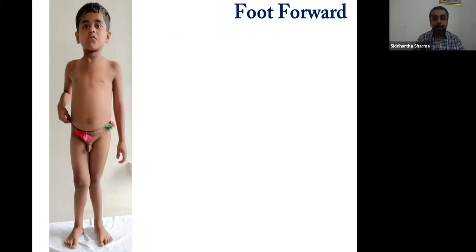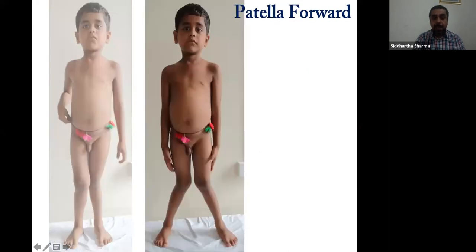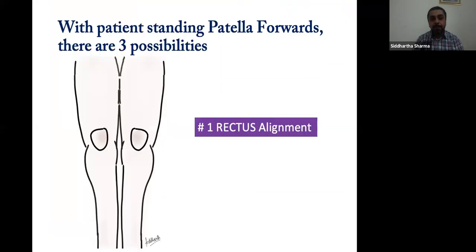Now here is a child who is standing normally, and you would think that he has maybe a normal alignment or a mild valgus, but notice that the patella is facing outwards. And now when the patella is facing forwards, you see that there is an exaggerated valgus. So this is the difference between a foot forwards position and a patella forwards position. So please remember to examine the child in a patella forwards position.